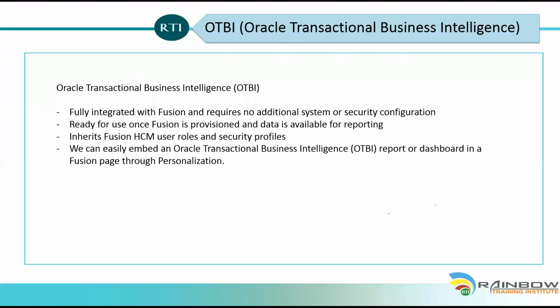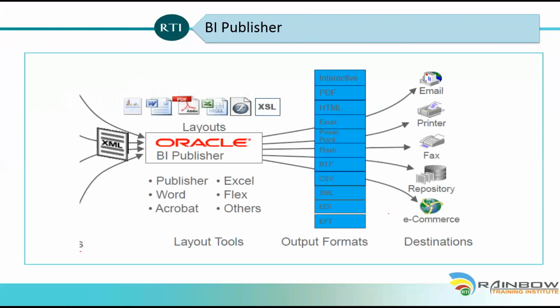That's OTBI. In BA Publisher, as we all know, we can create a data model. In that data model, we can create SQL queries or refer to the BA view objects, and we create an XML file. Once we have the XML file, we can create the layouts in Word, Acrobat, Excel, Flex or others. Once the layout is ready, we can deliver the data in different formats: PDF, interactive, HTML, Excel, PowerPoint, and other output formats.